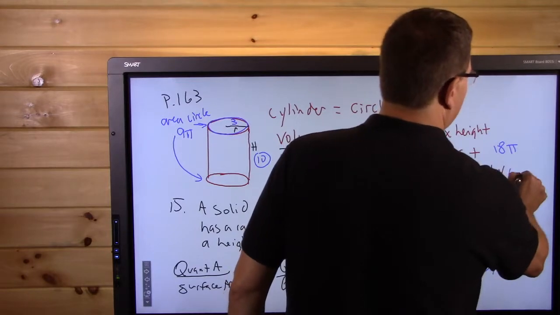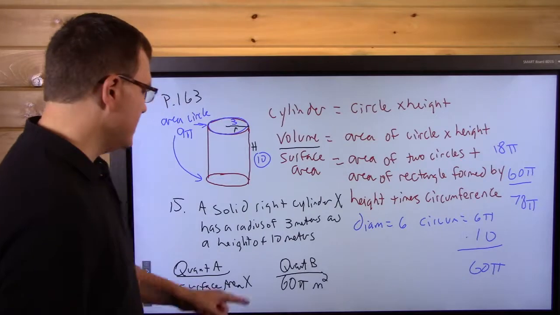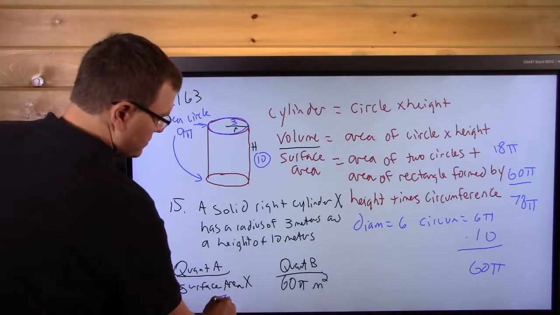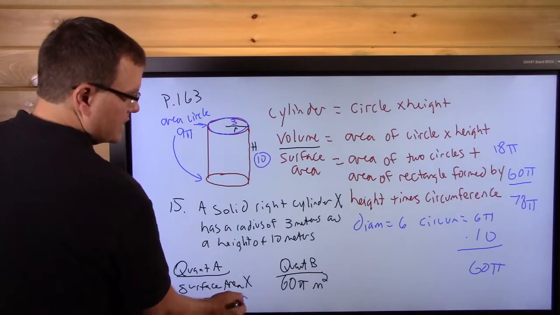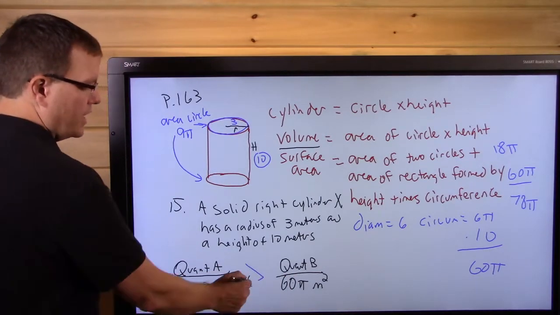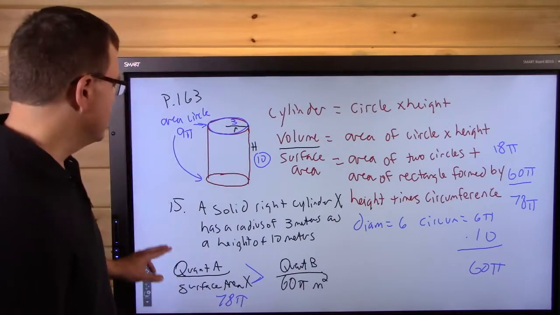So 18 pi plus 60 pi is 78 pi. Definitely 78 pi is bigger than 60 pi, and this is of course meters squared. 78 pi is bigger than 60 pi. The answer is quantity A. Okay?